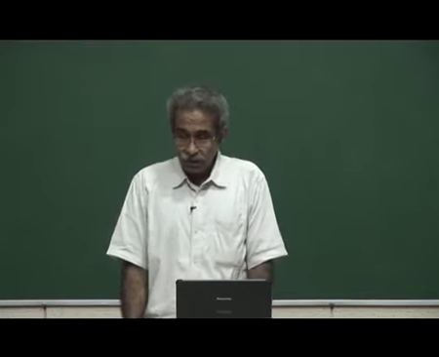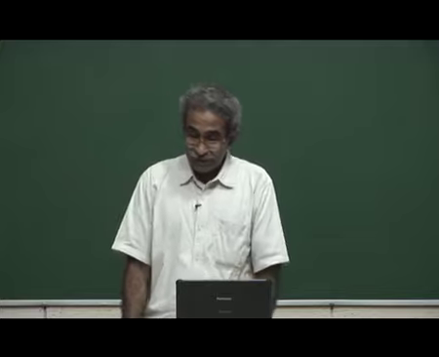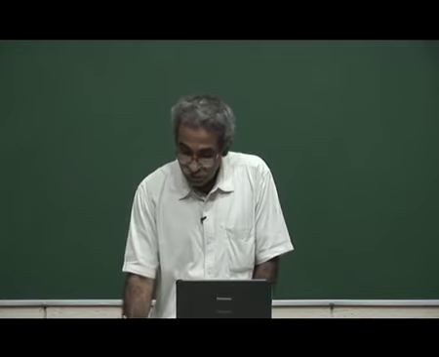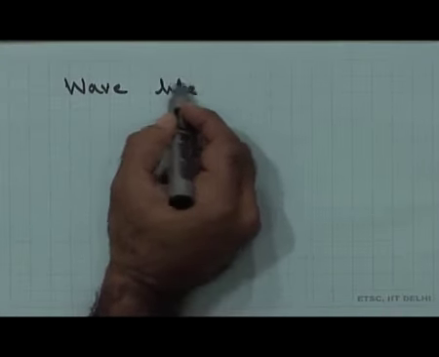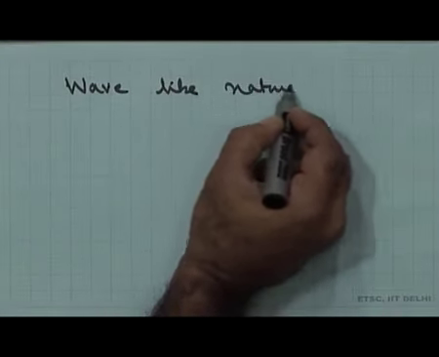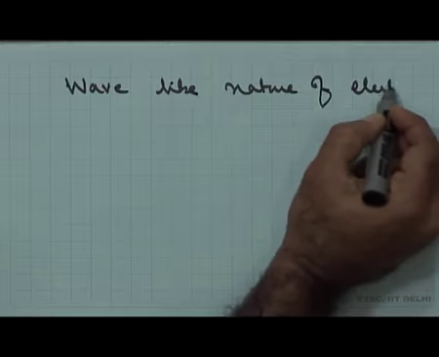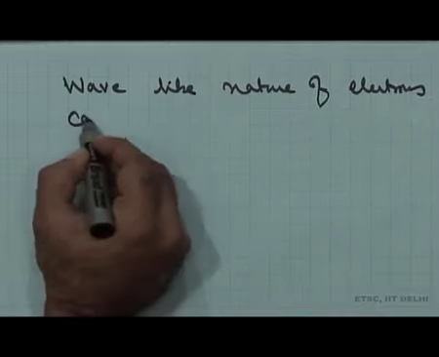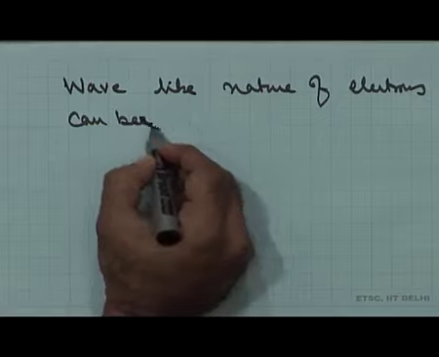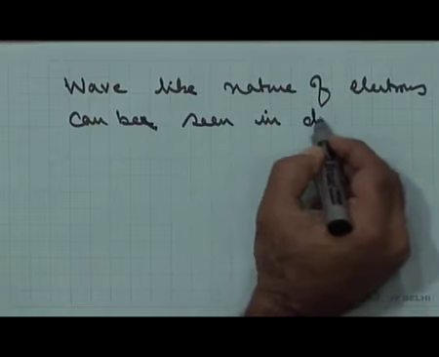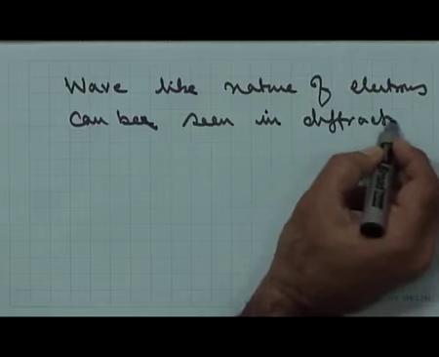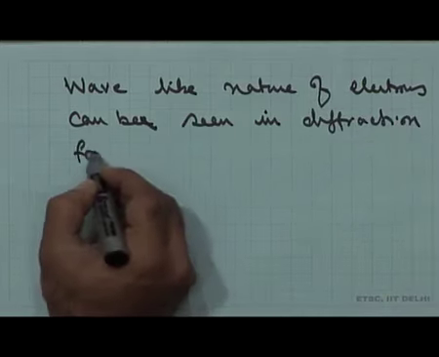De Broglie did not stop at the hypothesis. He suggested that wave-like nature of electrons can be seen in diffraction from crystals.